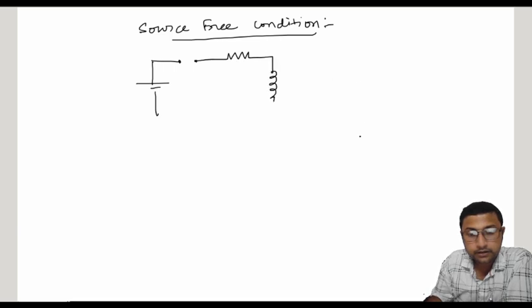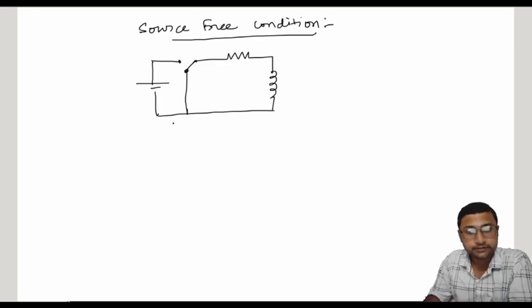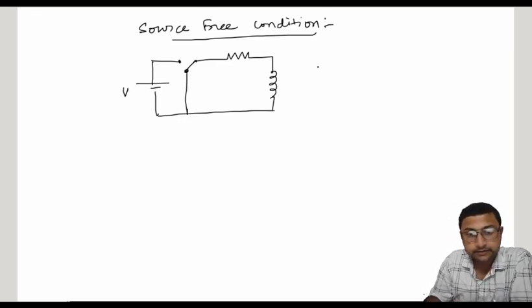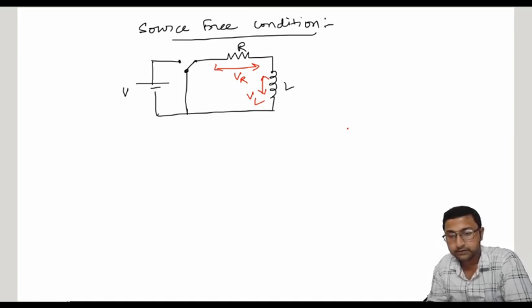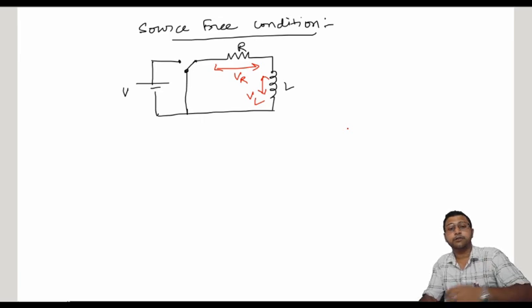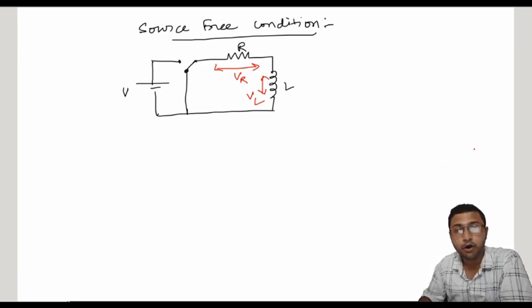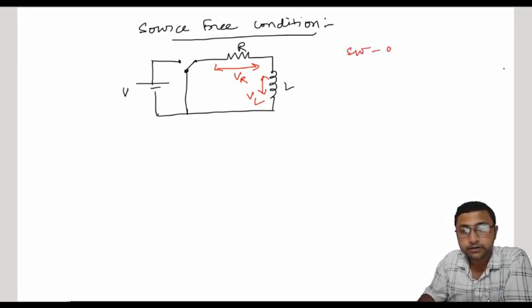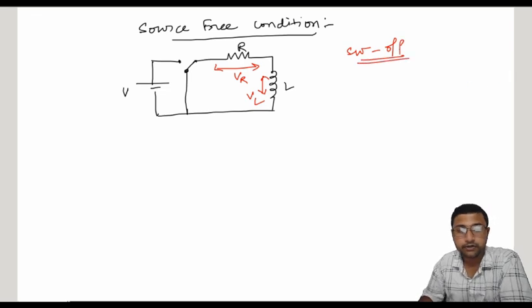R, L, and the switch is disconnected, the switch is off. This is the supply voltage and this is the R, this is the L. So across R again it is VR and across L again it is VL. Similar thing happens here. This is the source free condition, when the circuit is disconnected from the supply, that means the switch is off.